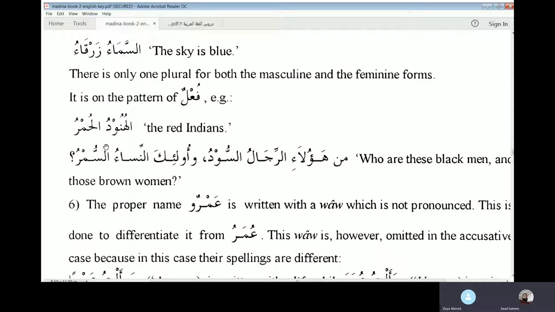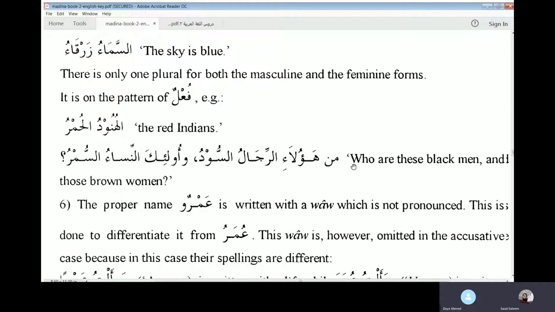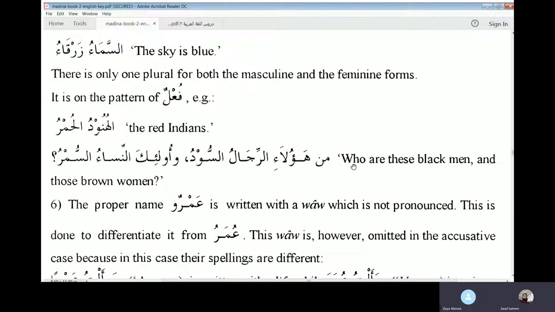الهنود الحمر, the red Indians. حمر, red. من هؤلاء الرجال السود وأولئك النساء السمر؟ Who are these black men and those brown women?